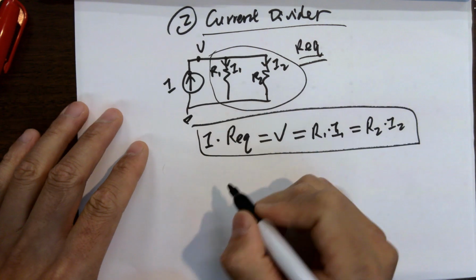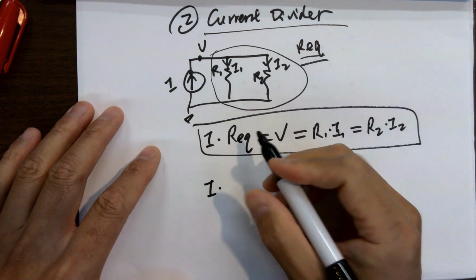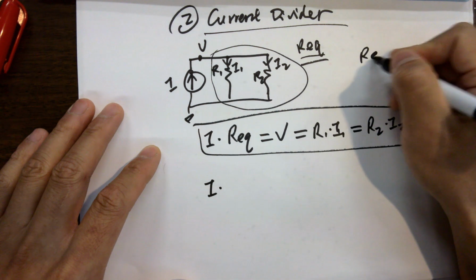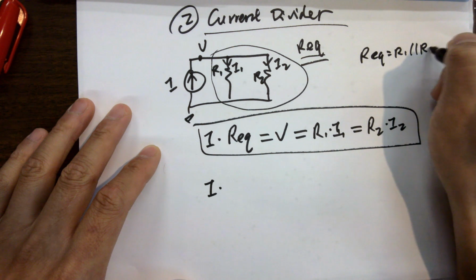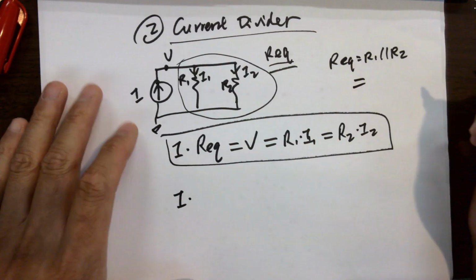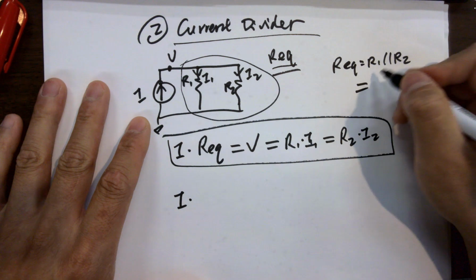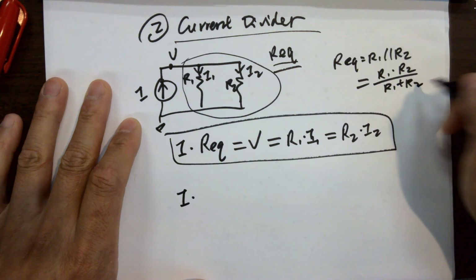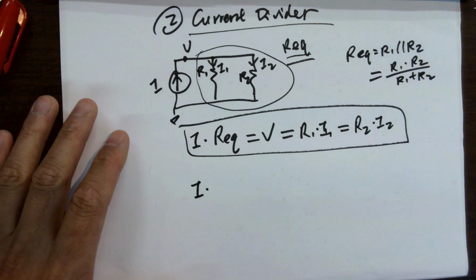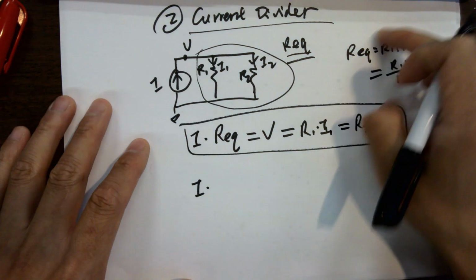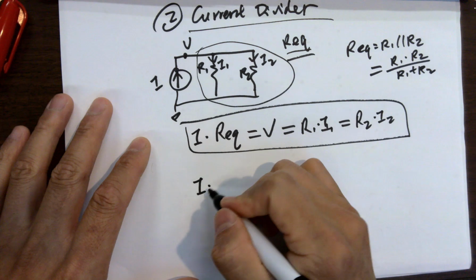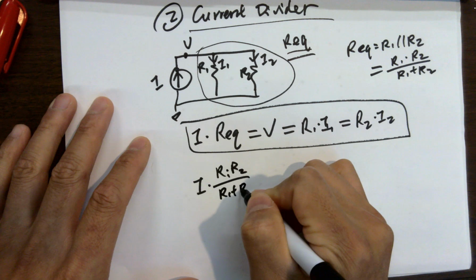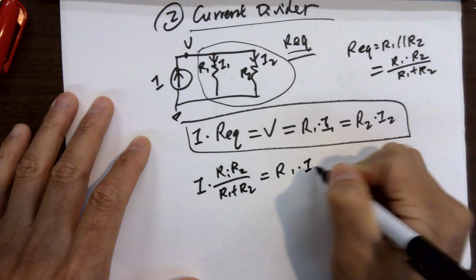So what's happening is I times R equivalent, which is the 2 resistors. R equivalent equals R1 in parallel with R2, as we calculated last Friday. So this equals R1 times R2 over R1 plus R2. You can refer back to the notes or the videos from Friday or Wednesday last week. So that's the parallel resistance. So I times R1 R2 over R1 plus R2 equals R1 times I1.